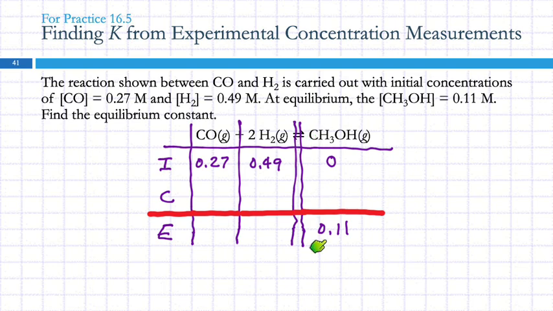You're going to have to start with the one where you're given the equilibrium concentration. This started at 0 and it ended at 0.11. What was the change? Must be positive 0.11, right? So this increased 0.11. That's our change. Well, how did CO change? It decreased, right, by the same amount. So we could do the math there and we come up with 0.16.